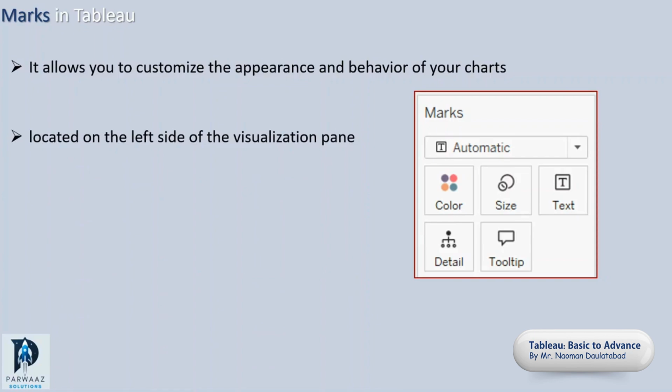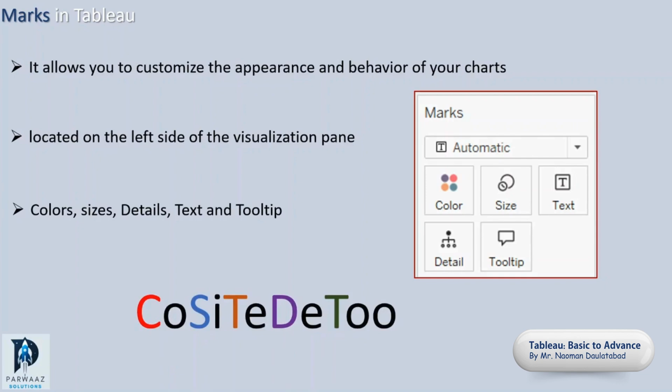The marks card is located on the left side of your visualization pane. It is a tool that lets you control how your data is displayed visually, such as color, size, label, and shape. It's dynamic, meaning the options available in the marks card depend on the type of chart you are working with. If it is a bar chart, the options will be different. If it is a line chart, the options will be different. But the most common options are color, size, detail, and tooltip. Just remember this word, cozy teddy 2, which is the short form of color, size, text, detail, and tooltip.